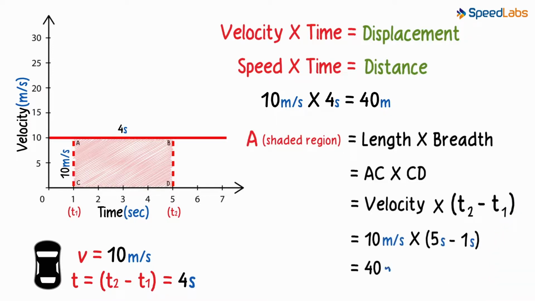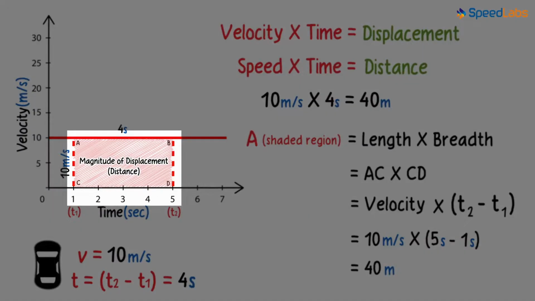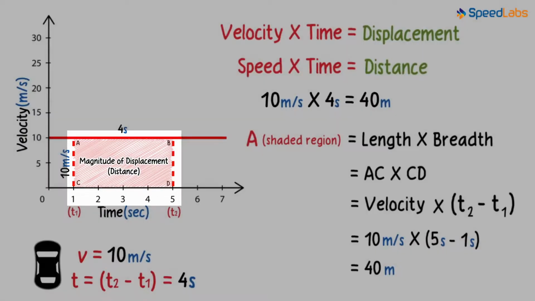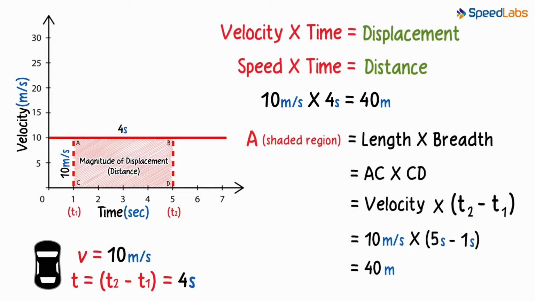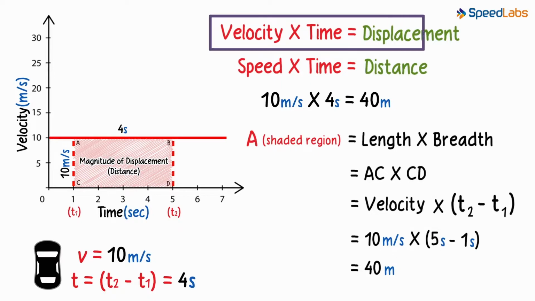So what can we conclude? We can say that the area enclosed by the velocity time graph and the time axis will give us the magnitude of the displacement. The area basically gives us the distance the vehicle has covered. Let me repeat this point as it's really important. The product of velocity and time will give us the displacement, and this area will give us the magnitude of this displacement, which is the distance.